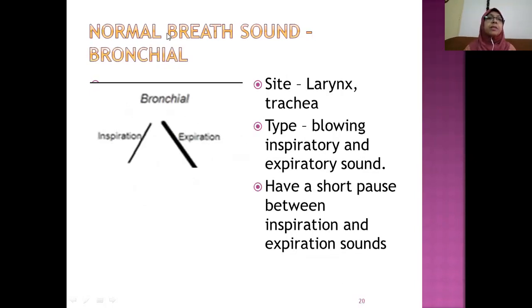The bronchial breath sound is normal over the larynx and the trachea. It is a blowing inspiratory and expiratory sound. Bronchial breath sound is audible in inspiration and expiration and has a short pause between inspiration and expiration.